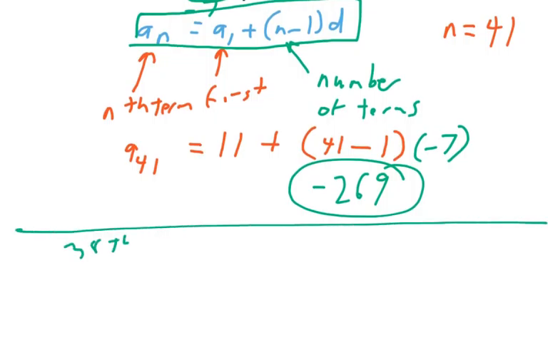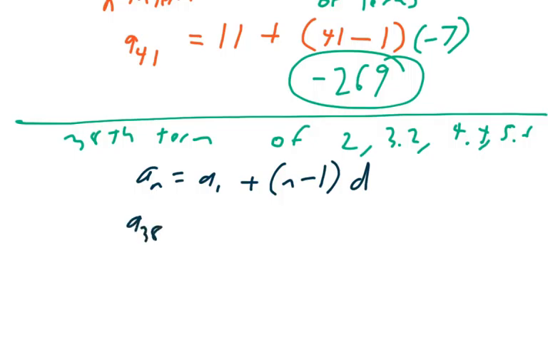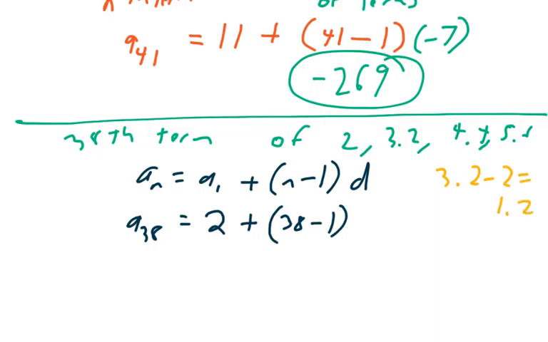So what happens if I want the 38th term of 2, 3.2, 4.4, 5.6. So I put a sub n equals a sub 1 plus n minus 1 times d. So a sub 38 equals, the first term is 2, plus 38 minus 1. And then to get d, I'm going to do 3.2 minus 2, which is 1.2.